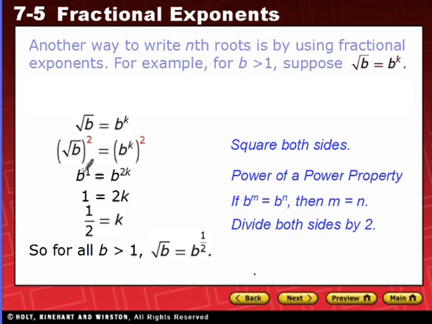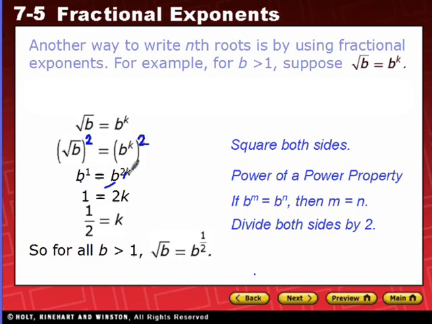As long as we do the same thing to both sides of an equation, we can do it whatever we want. We could add 20,000 to it, but I don't want to add 20,000. I just want to square both sides. So I'm going to square both sides, right? That's what this little 2 is. And I'm going to see what happens. Well, if I square root something and then square it, I'm just right back to where I started. So that's b to the first power.